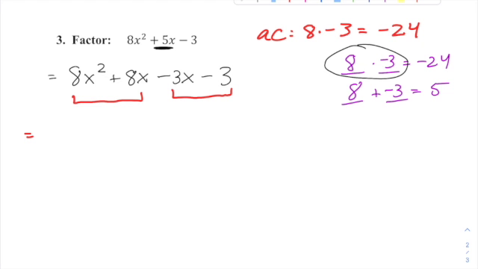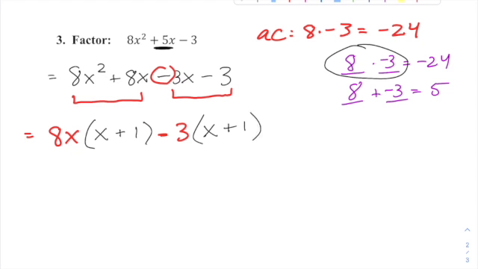Out of this first group, I can take out 8x. When you take out 8x, you're going to have x plus 1. Out of the second group, starts with a negative. I'm going to take out a negative 3 in this case. When you take out negative 3, you're going to have x, and negative 3 divided by negative 3 is positive 1, as it should be. There's your common factor of x plus 1. So you take out your x plus 1, and in the other quantity, 8x minus 3.